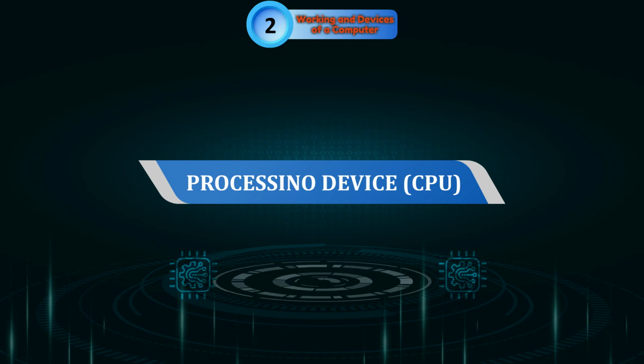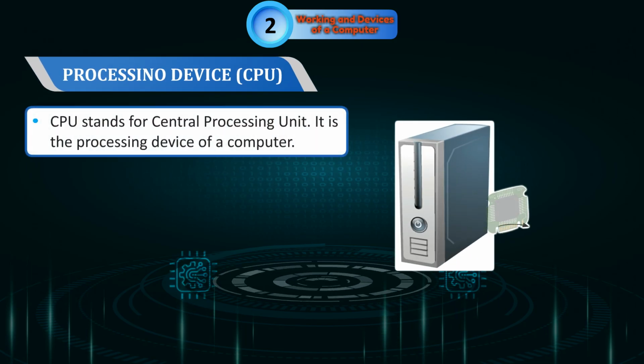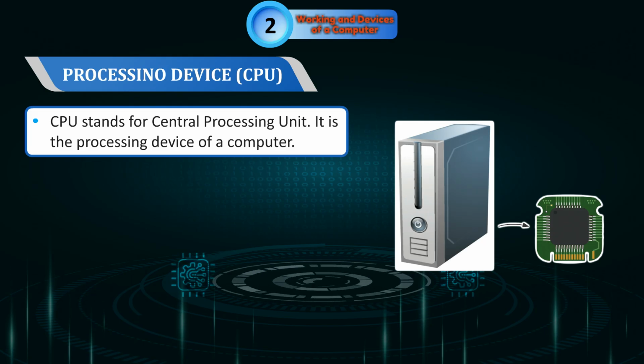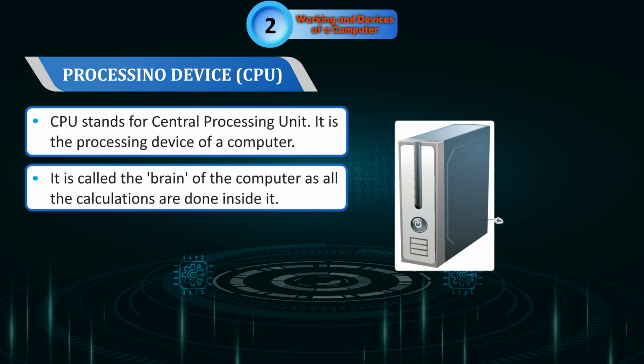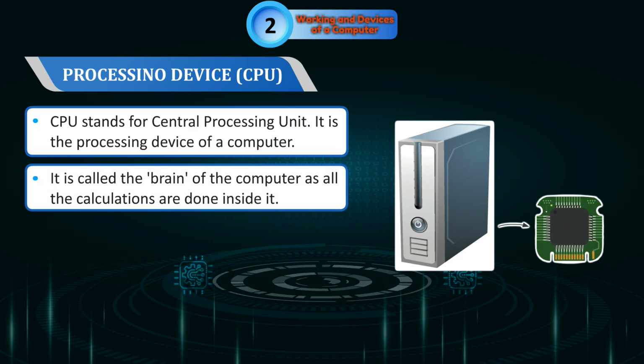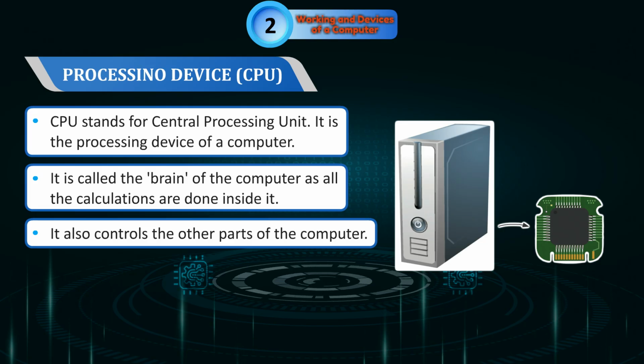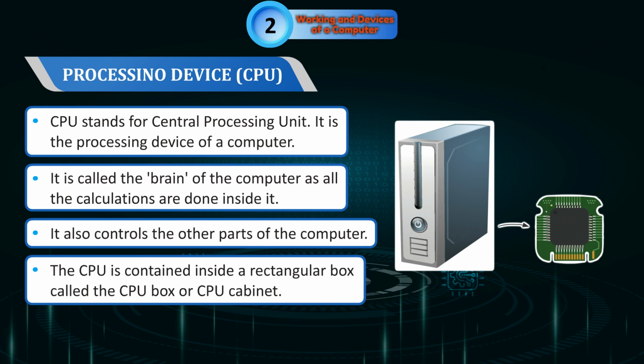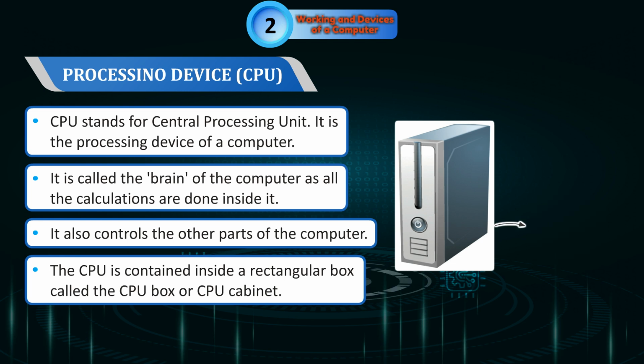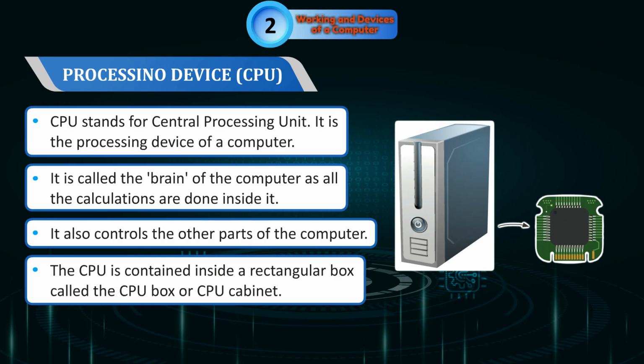Processing device: CPU. CPU stands for Central Processing Unit. It is the processing device of a computer. It is called the brain of the computer, as all the calculations are done inside it. It also controls the other parts of the computer. The CPU is contained inside a rectangular box called the CPU box or CPU cabinet.